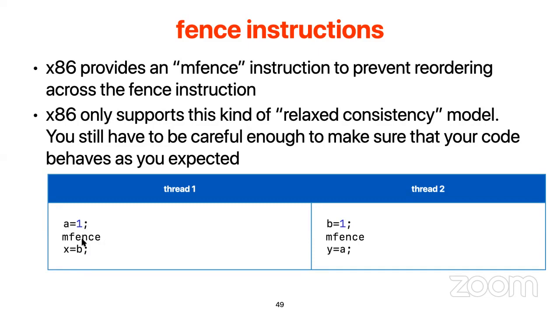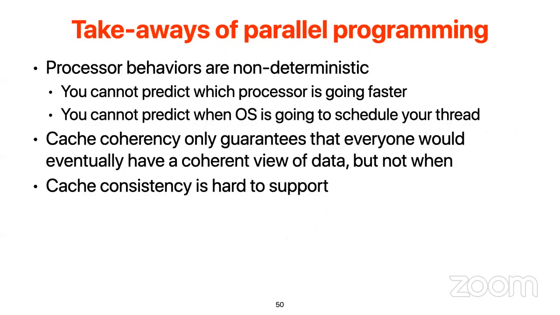However, as you can imagine, even with this case, you are still going to see three of the outcomes. So it's so hard. The takeaways for parallel programming here are that processor behaviors are not deterministic. You cannot predict which processor is going fast. You cannot predict what the OS is going to do. And cache coherency only guarantees that everyone will eventually have a coherent view of data, but not when. And we talk about consistency, but not actually anyone supports the very strict consistency model.